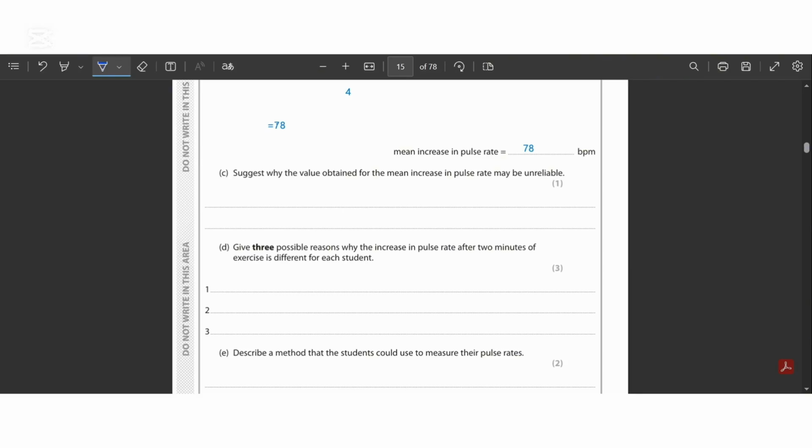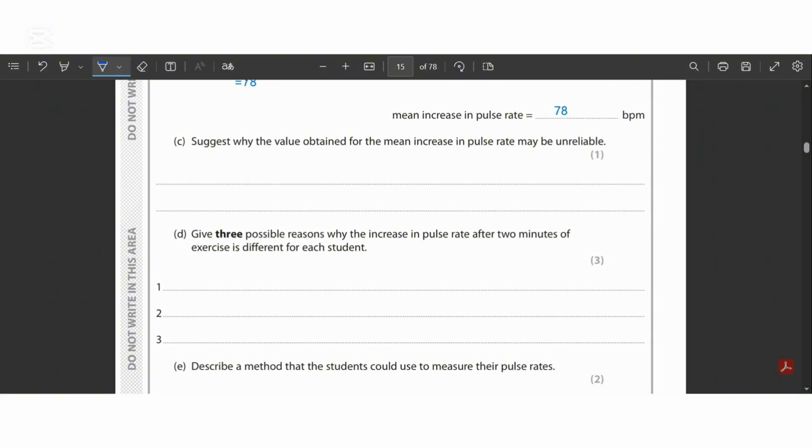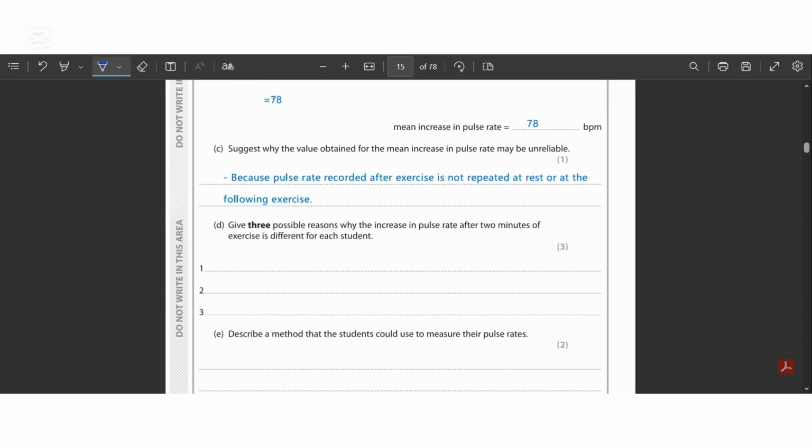For accuracy, a very important point is that, as I said, the experiment must be repeated under the same conditions a lot of times, perhaps 5 to 6 times, so that the data is quite reliable for us to depend on. So I have answered here that the pulse rate recorded after exercise is not repeated at rest or at the following exercise.